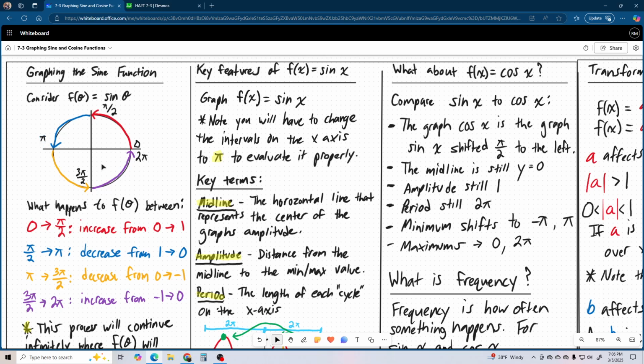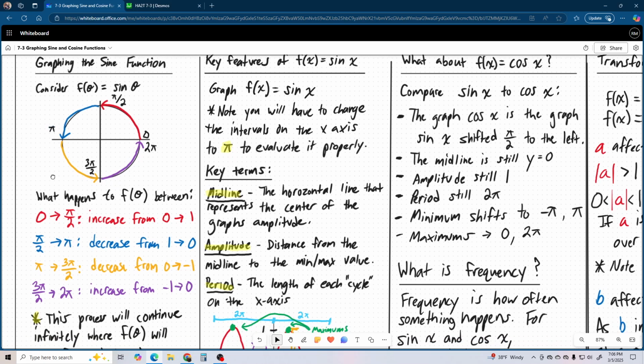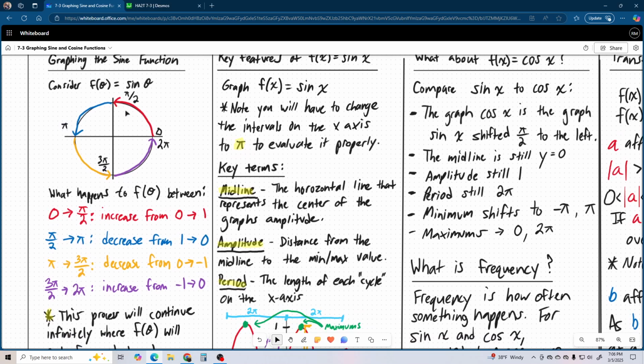It's going to keep switching over and over again, and this is going to happen infinitely. It's going to keep waving. This is why we call sine a wave. You've probably heard this before, because it goes up to 1, then back down to 0, and then down to negative 1, and then back to 0.